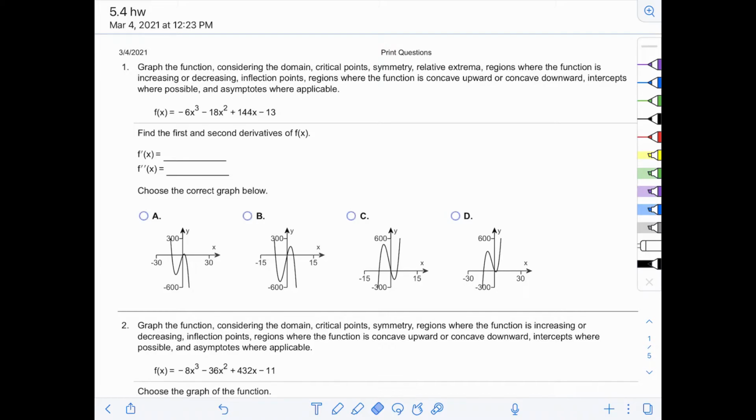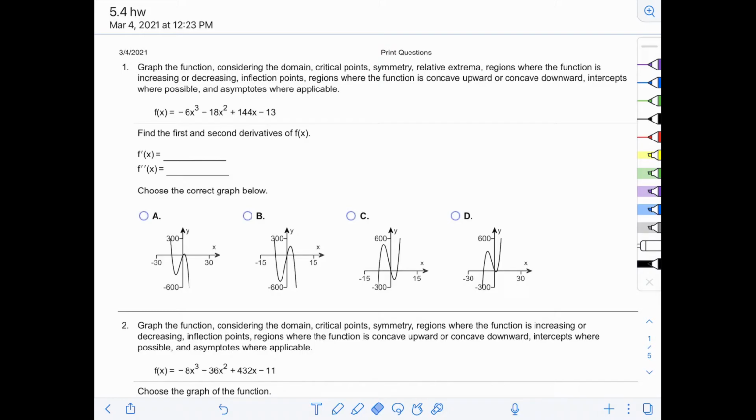Hi, so in our book in section 5.4, we start putting together the ideas of first derivative and second derivative and what that means for graphing. And I wanted to actually in this video go over just what kind of questions we're going to see in the homework and maybe the best way to practice the homework questions.